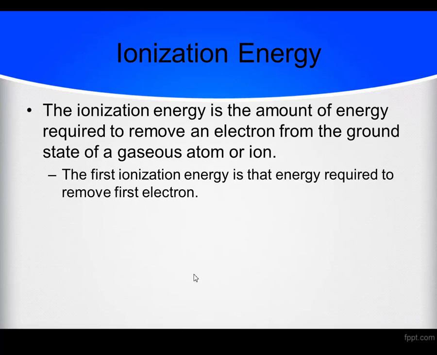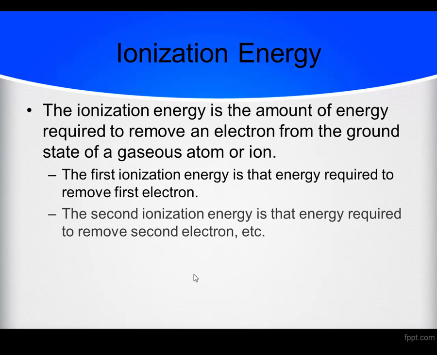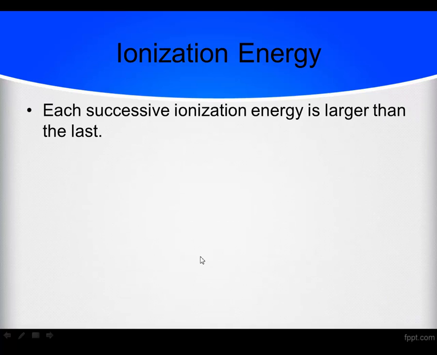Most of the time when we talk about ionization energy, we're talking about the first ionization energy, which is the amount of energy that's necessary to take away that first valence electron. But there are other ionization energies. You can take 2 electrons away from an atom, 3, 4. So there are successive ionization energies. And it turns out that the successive ionization energies are always higher than the first. Each successive ionization energy winds up being larger than the last.